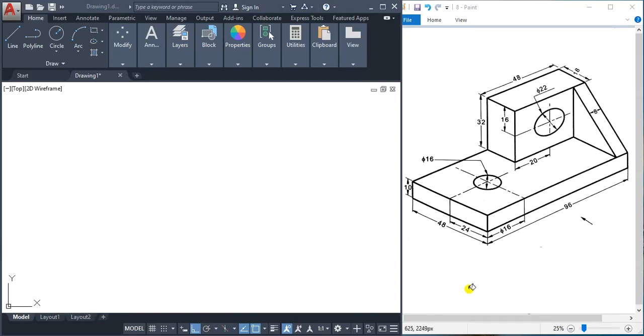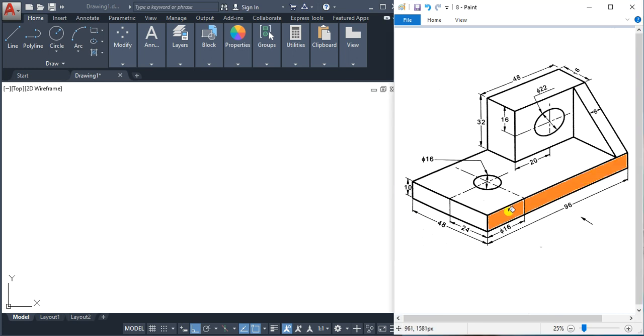Now we will draw orthographic projections of this object. The arrow indicates the front view direction. So if you see in this direction, the surfaces which are visible are this surface, this total is one surface, this surface, and also this surface.